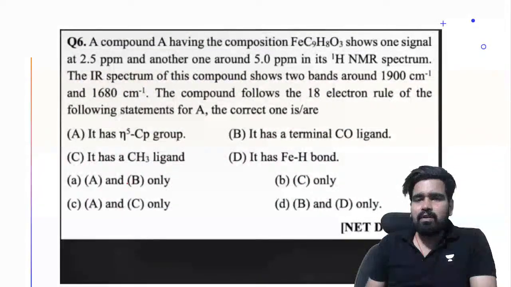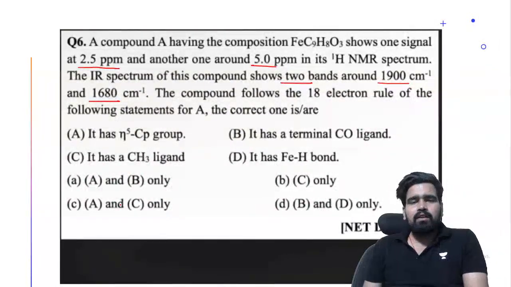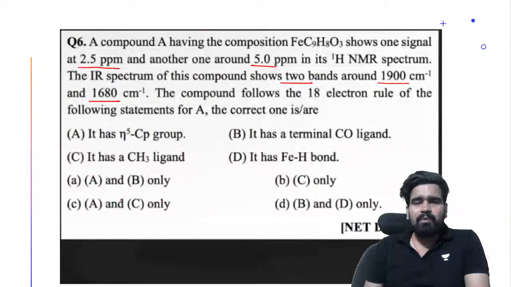There is a compound FeC9H8O3 that shows one signal at 2.5 ppm, parts per million, and another one at 5 ppm in the proton NMR spectrum. The IR spectrum gives two bands around 1900 cm⁻¹ and 1680 cm⁻¹. The complex follows the 18 electron rule. The correct statement is: it has one Cp group, it has terminal CO, it has CS3 ligand, it has iron hydrogen bond. So what things are going to happen here, you have to discuss.